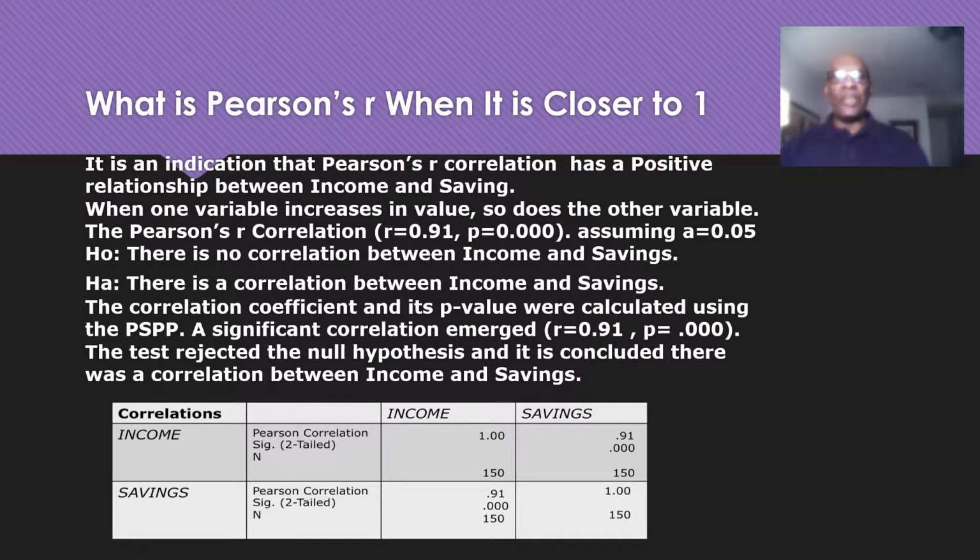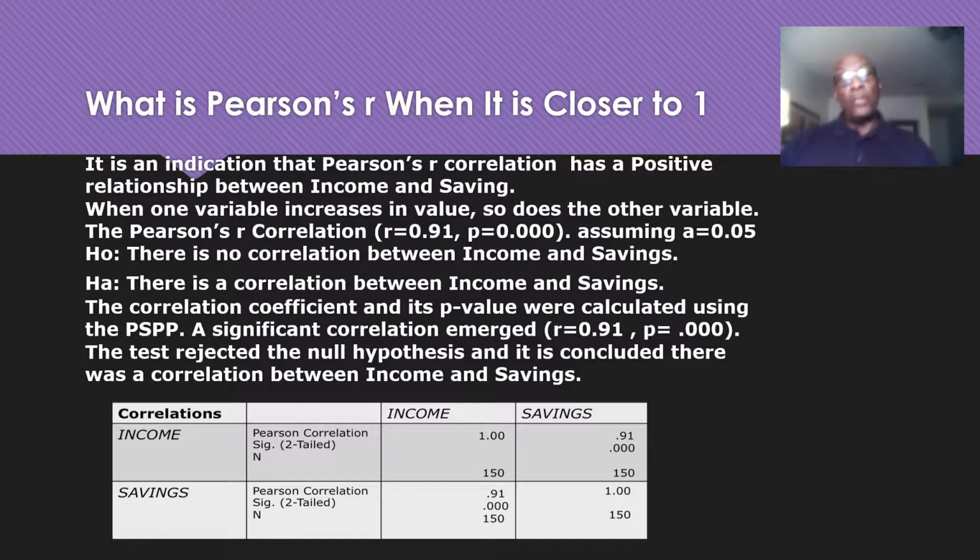What is Pearson's R when it is closer to 1? It is an indication that Pearson's R correlation has a positive relationship between income and savings. When one variable increases in value, so does the other variable. The Pearson's R correlation is R equals 0.91. The p-value equals 0.000, assuming alpha equals 0.05.